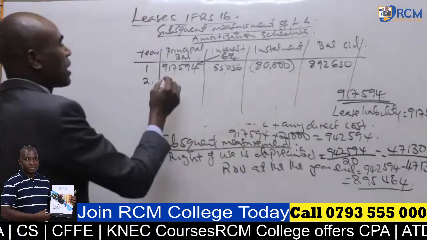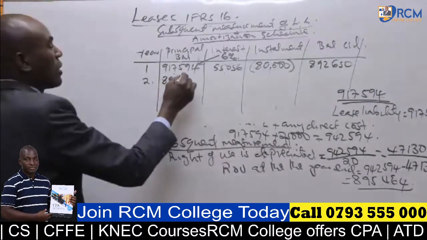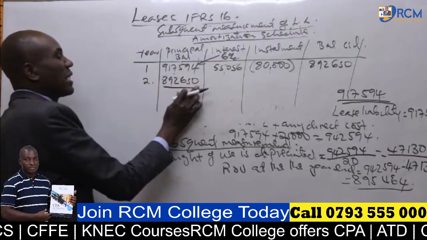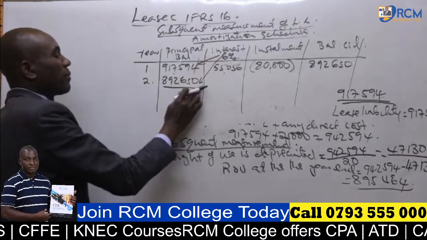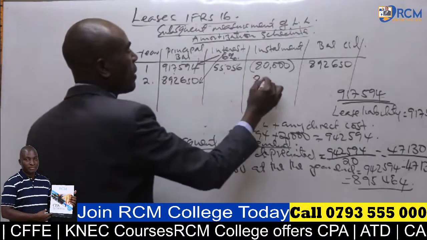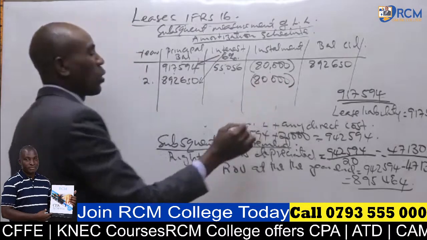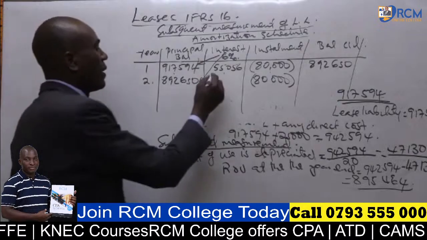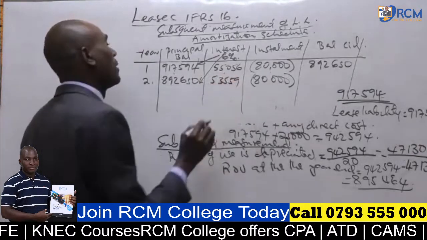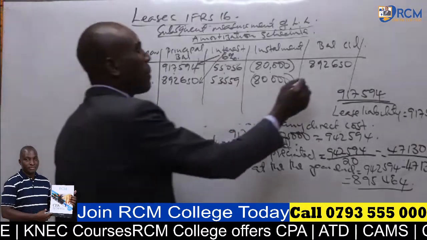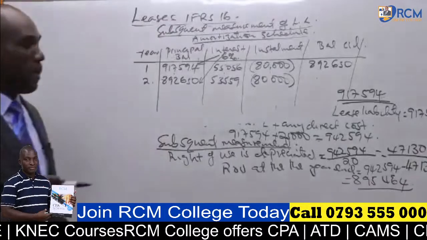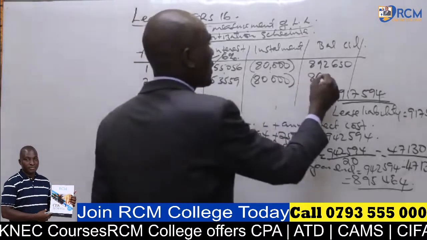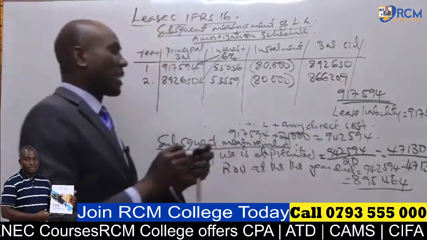Year 2 now, this is my principal balance, 892,650. Interest we charge on this balance. Then installment is 80,000. This one is constant all the years. Interest is 53,559. Then you give me the balance at the end: 866,209. That is the balance at the end.